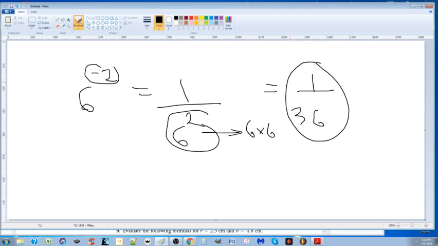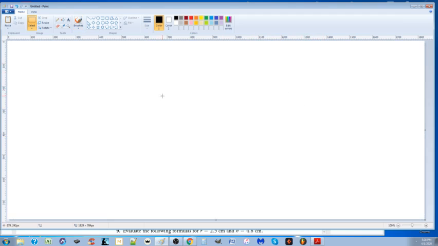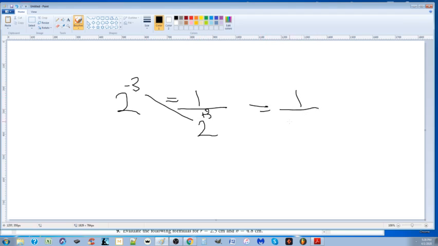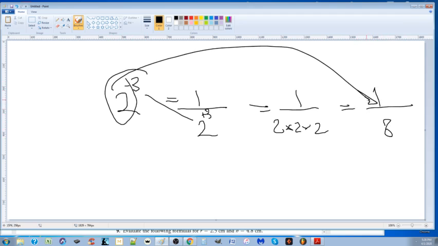This is the final answer. And that's true for whatever number I put there. So let's do 2 to the power of negative 3. Well, that's the same as 1 over 2 to the power of 3. See, when it goes down here, it becomes a positive 3 exponent. And that's the same as 1 over 2 times 2 times 2. And that's the same as 1 over 8. So 2 to the negative 3 is actually 1 over 8.